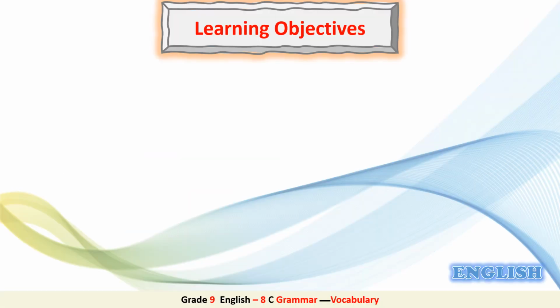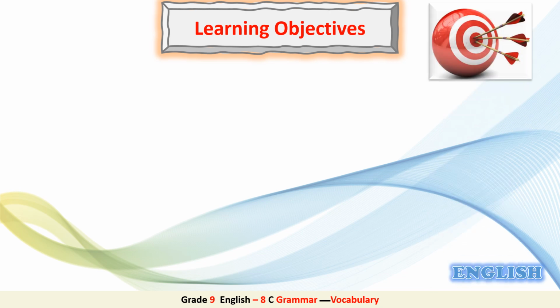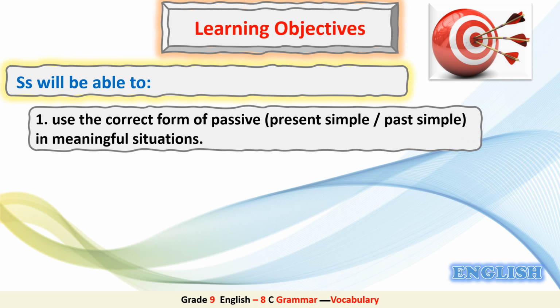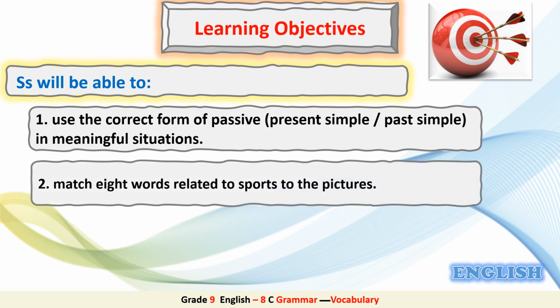As usual, let's start by having a look at our learning objectives for today. By the end of this lesson, you will be able to use the correct form of passive, present simple, or past simple in meaningful situations. Two. Match eight words related to sports to the pictures.